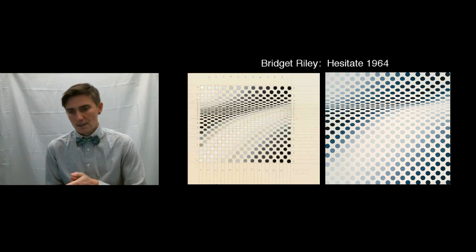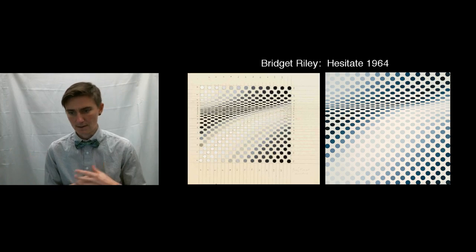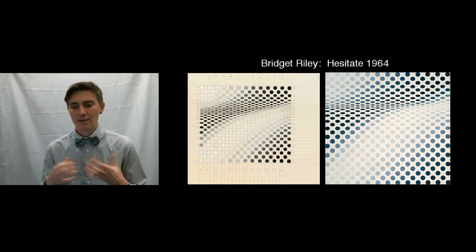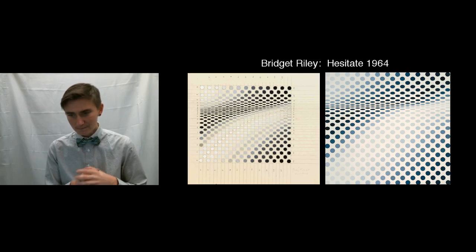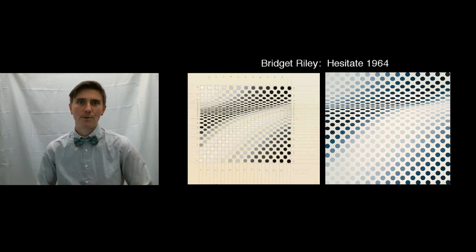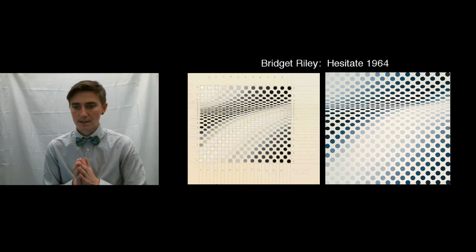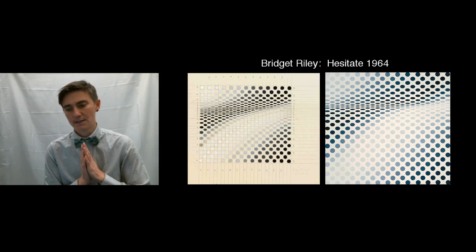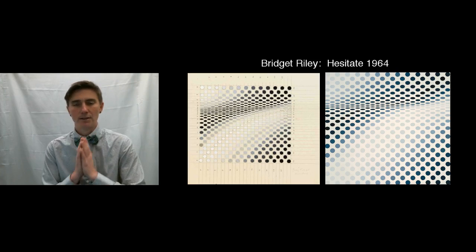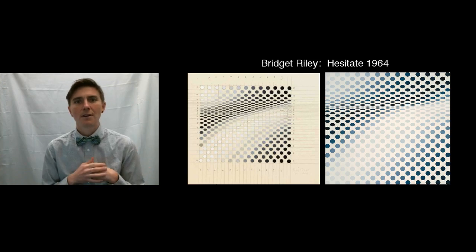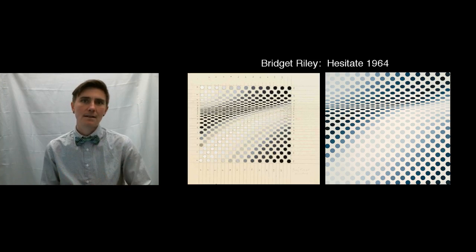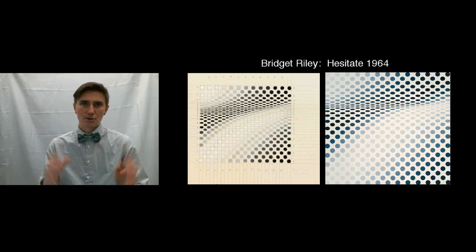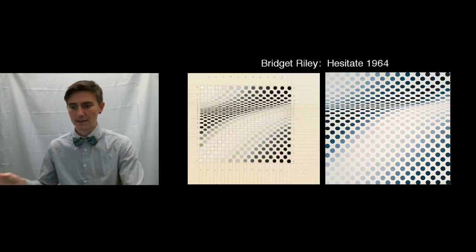So what you see here on the right is the exploration and then the final painting that Bridget Riley did for a piece entitled Hesitate. This was done in 1964. So obviously this was before people were able to easily access digital tools. And what you see here on the left is the piece that Bridget Riley used. It's almost a sketch, and also it's a grid that she was using to plan out how she was going to produce this final piece on the right.